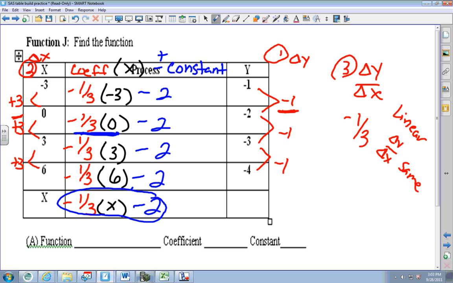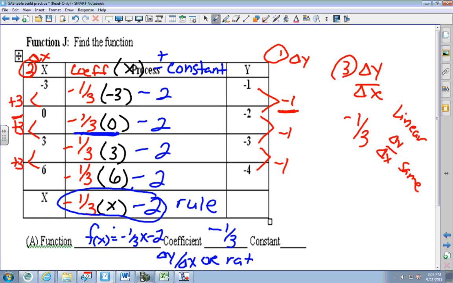This right here, what is this called? It is called my rule. My function, f of x, equals negative 1/3 x minus 2. My coefficient is negative 1/3. What's another name for the coefficient? Delta y over delta x, or rate of change. Then the next thing we have is the constant, which is negative 2.